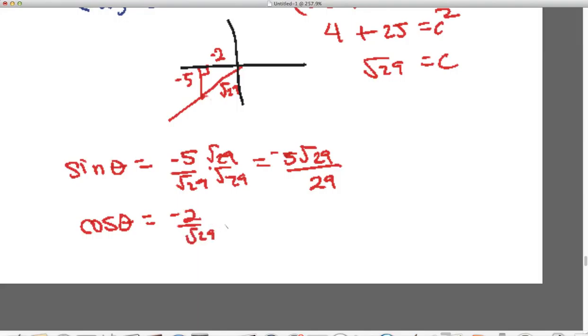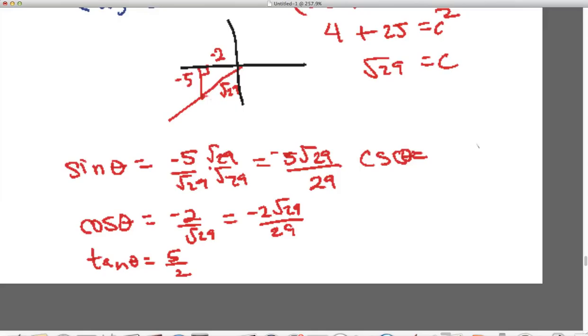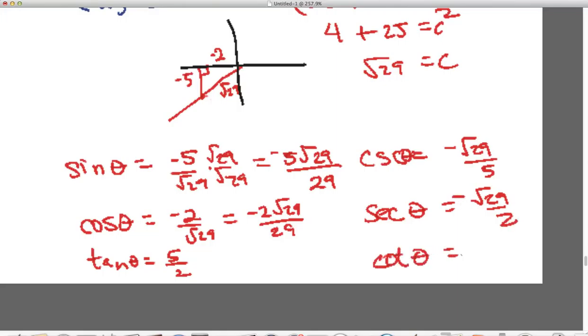And if I rationalize, it'll be the same scenarios up here, so we would have a similar pattern. And then tangent would be 5/2. Cosecant would be root 29 over 5. Secant would be root 29 over 2. And then cotangent would be 2/5. Okay?